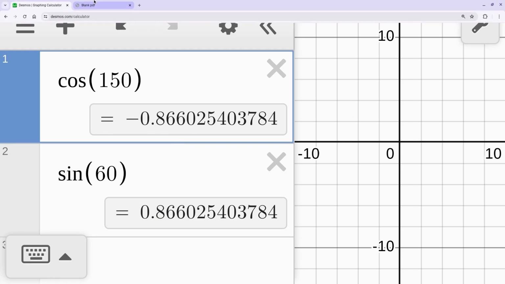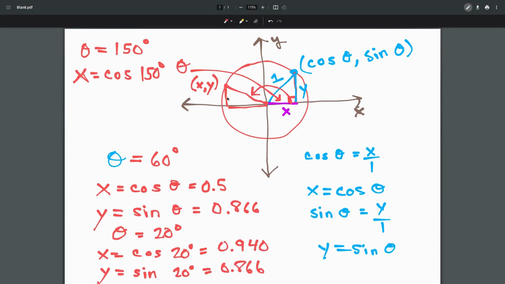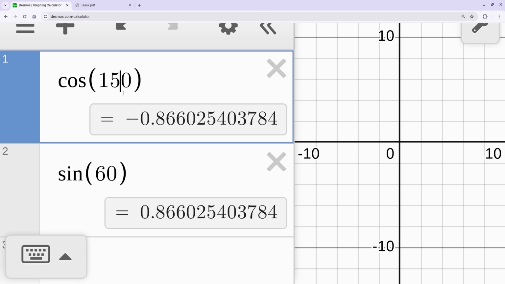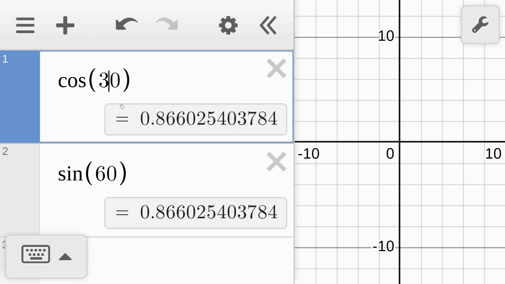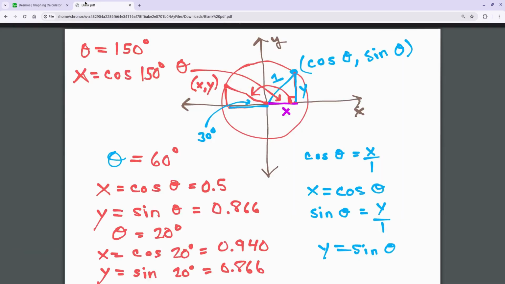Now, does that make sense if we were to draw a triangle here? Well, if this is 150 degrees here, then this angle here is going to be 30 degrees. So we'd be taking the cosine of 30 degrees and multiplying it by -1 because this goes in a negative direction. So let's do that. And we come up with the same solution. So it does make sense.